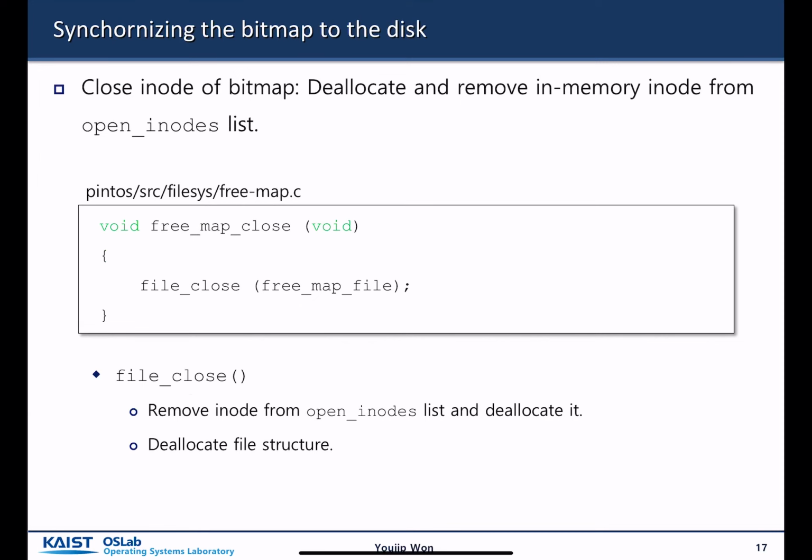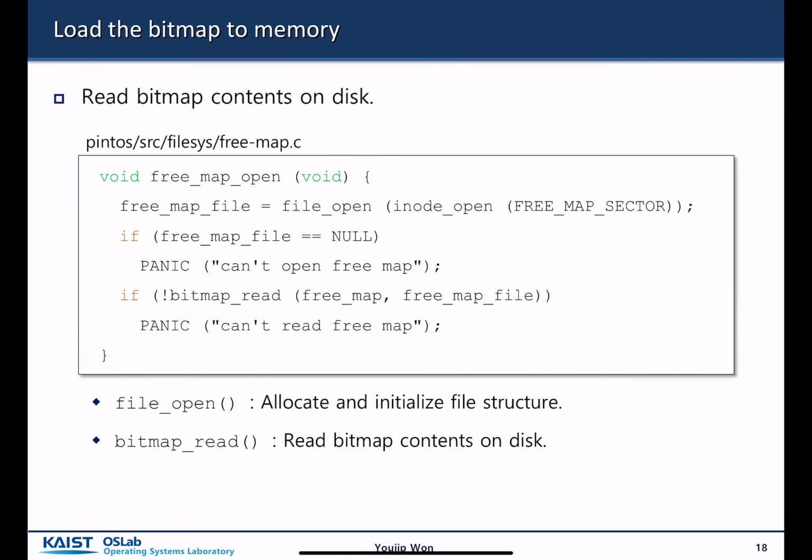Okay, and then after you're writing the bitmap contents to the disk, then you close the inode. And then after closing the inode, you deallocate and remove the in-memory inodes from the open inode list and save it to the disk. The next step to do is to load the bitmap to memory. So it's read the bitmap contents on the disk from the disk to memory. So it consists of two phases. First one is open the file and then read it.